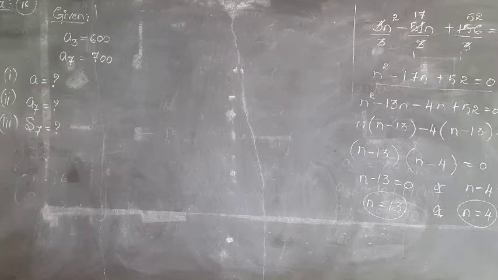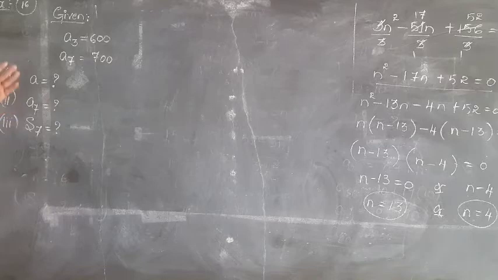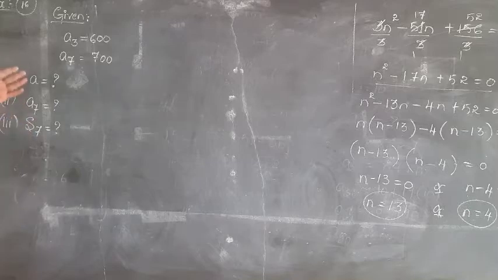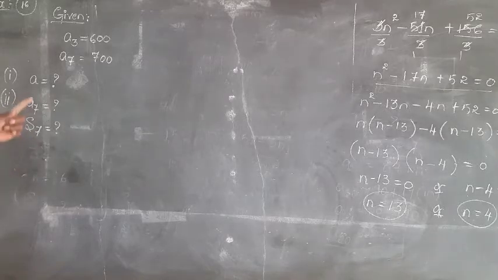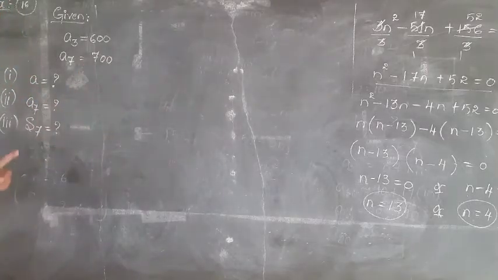He represented just two terms of the AP in the data. But we have to find the first term, the seventh term, and S7. For all these things, we must need the values of A and D. The N value is not mentioned there. So first of all, we need to find the value of A and the value of D.